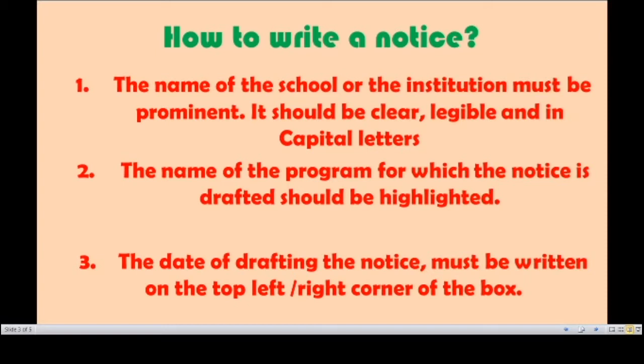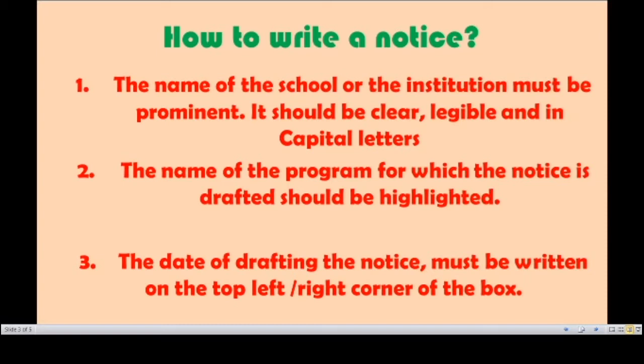Secondly, it should be clear. When one reads the notice, he should be able to understand what is written in it. Notice ல என்ன எழுதியிருக்குங்கிறத அவன் தெளிவா புரிஞ்சுக்கிற அளவுக்கு, one can understand it easily. The notice should be prepared in capital letters. That is very important.